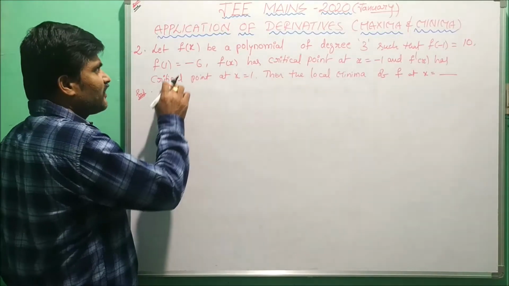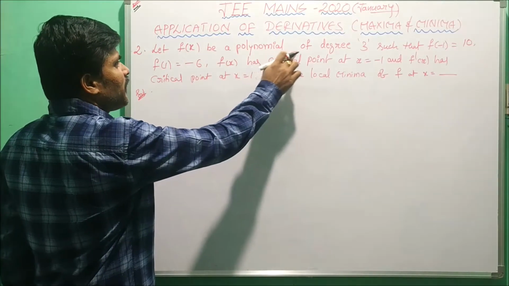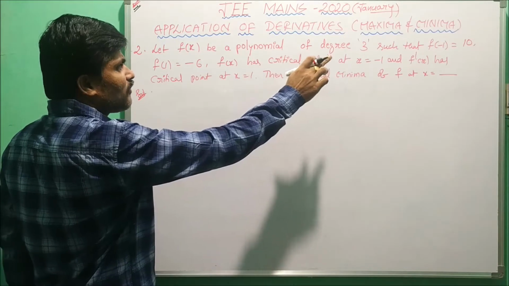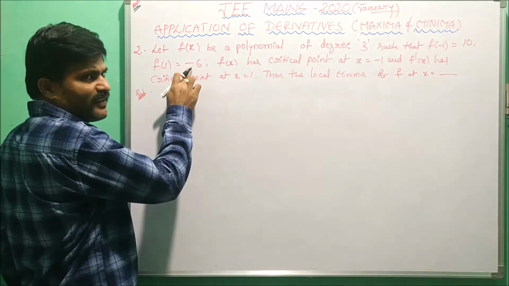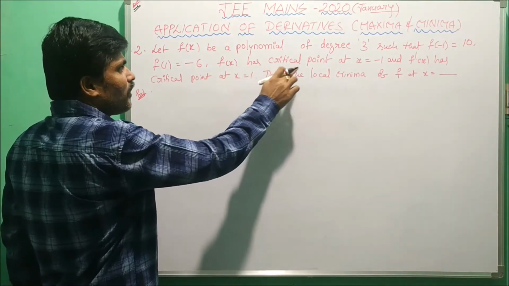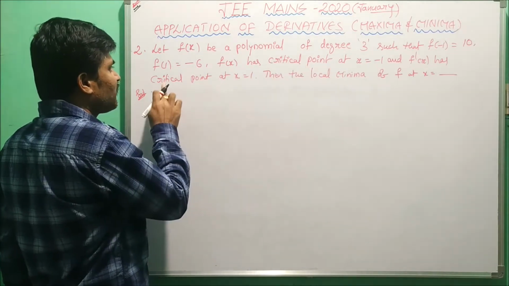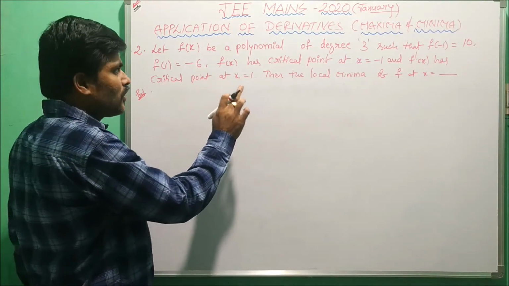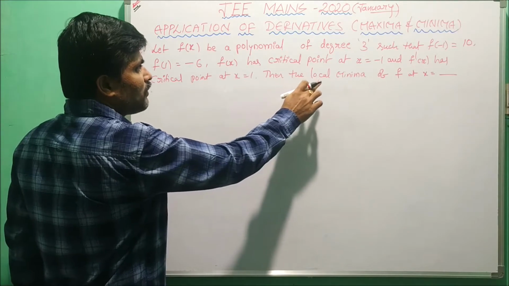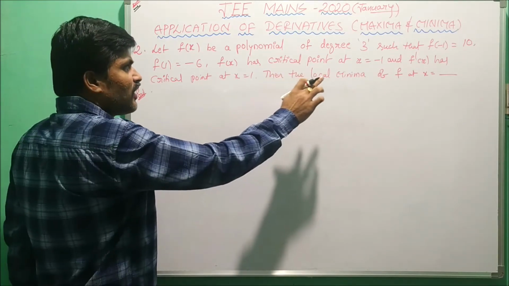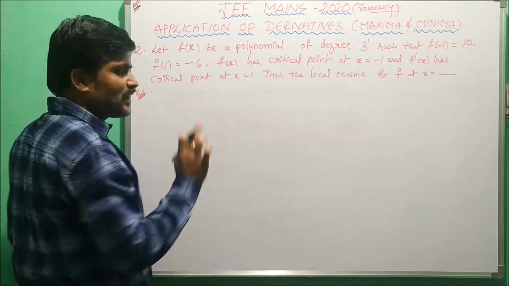Now the second one: let f(x) be a polynomial of degree 3 such that f of minus 1 equals 10 and f of 1 equals minus 6, and f(x) has a critical point at x equals minus 1 and f dash x has a critical point at x equals 1. Now find the value of x at which the function f has a local minimum. This is an integer type question.